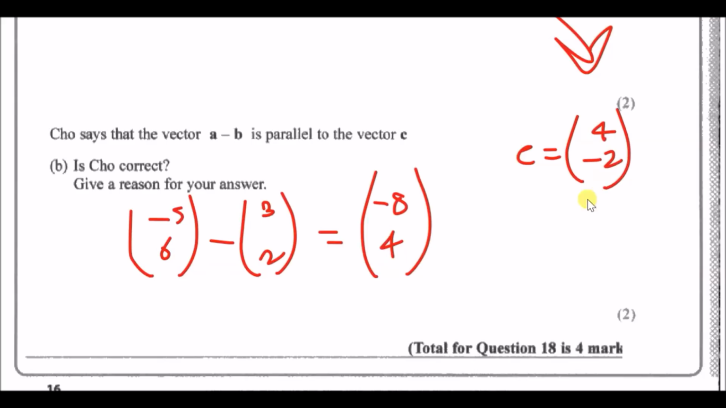Now looking at both of these, you can kind of see that this vector here, a minus b, is sort of double, but not exactly double. It's a negative double. So we can rewrite this as minus 2 times 4 negative 2. So to properly answer this question, is Cho correct? Yes. Reason being is that a minus b is minus 2 times bigger than c, and they're both moving in the same direction of 4 and minus 2.